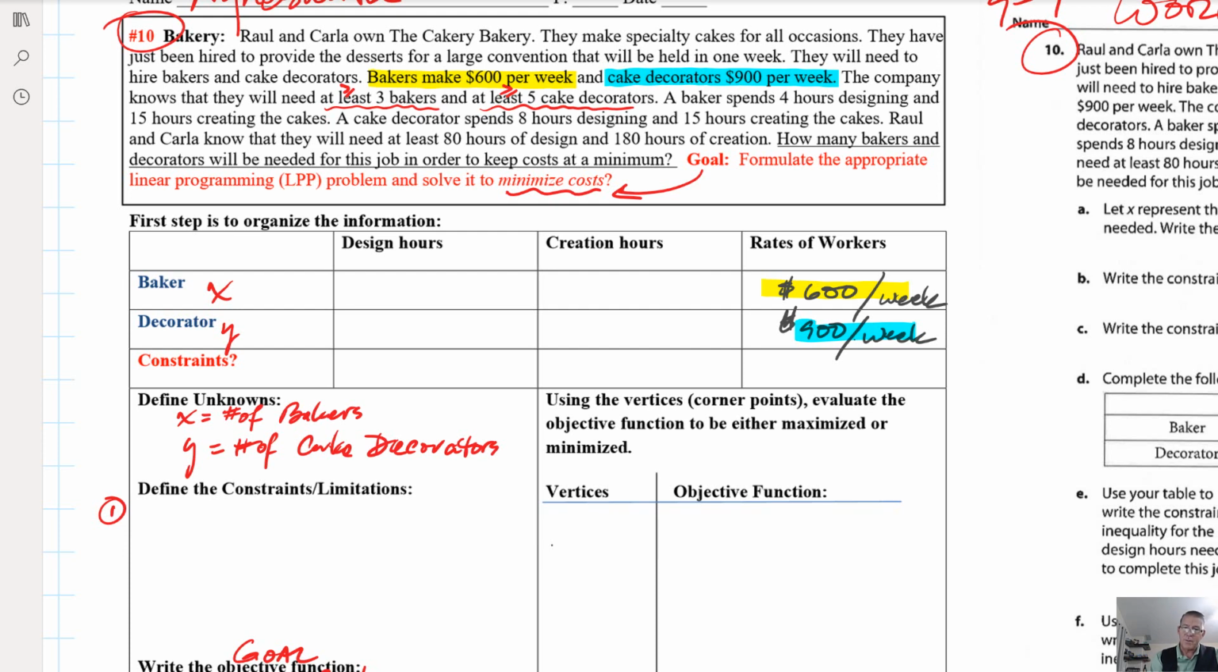So for the bakers, let me redo this here. Number 1 refers to the bakers. So this is the constraint on bakers. X has to be greater than or equal to 3 here because it says you need at least 3 bakers, and you need at least 5 cake decorators. Okay, so there's a decorator constraint, and that means Y has to be greater than or equal to 5. So that's our second constraint because it says you need at least 5 cake decorators.